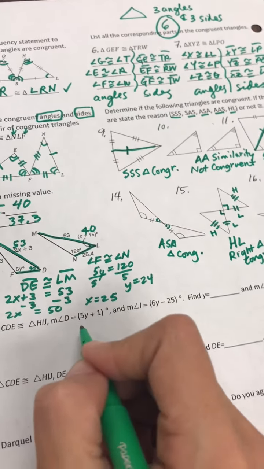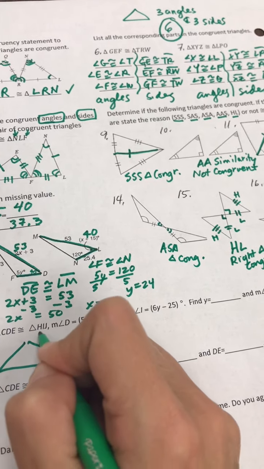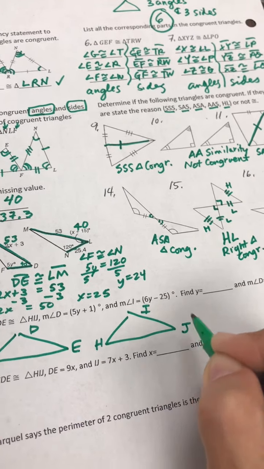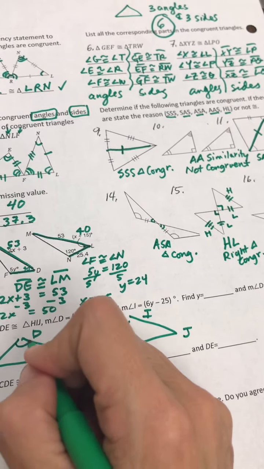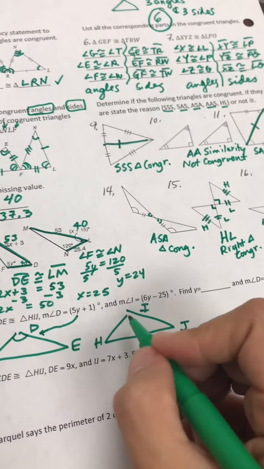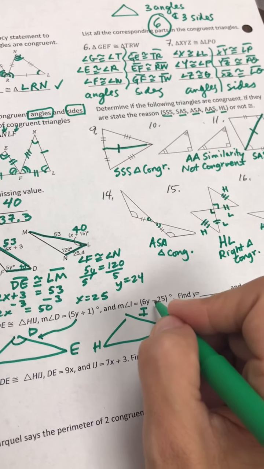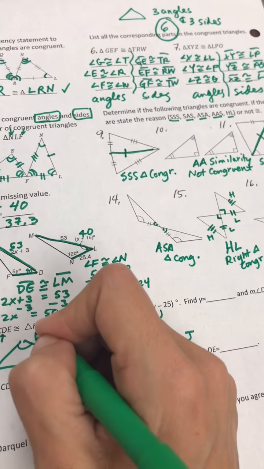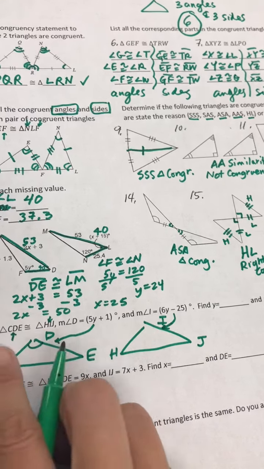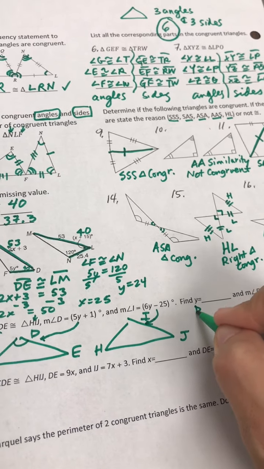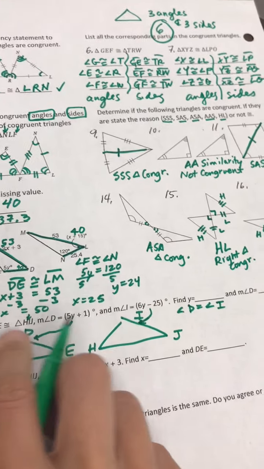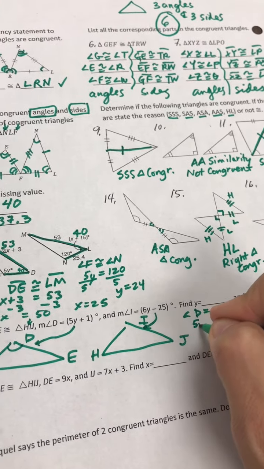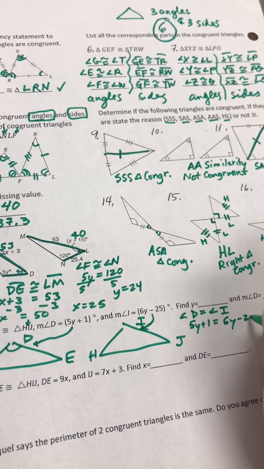Now we have 2 triangles, CDE, HIJ. So angle D is this expression. Angle I is this expression. Now notice, since D and I are both in the middle, we know they have to be equal to each other. So to set this up, we know angle D is equal to angle I because we were told they were congruent. So these we're just going to set equal to each other. 5y plus 1, 6y minus 25.